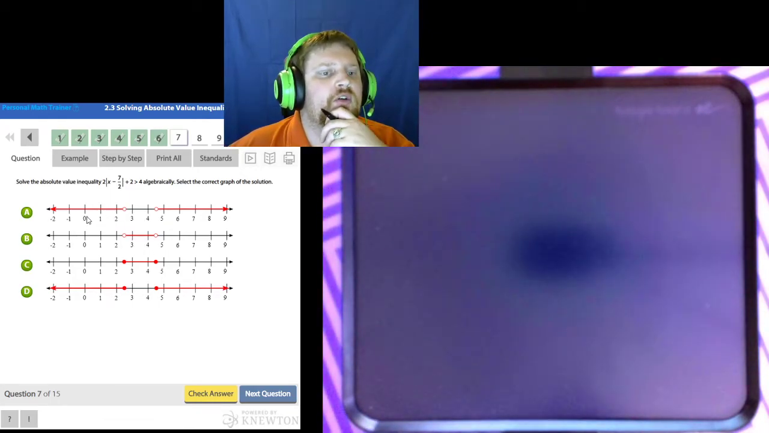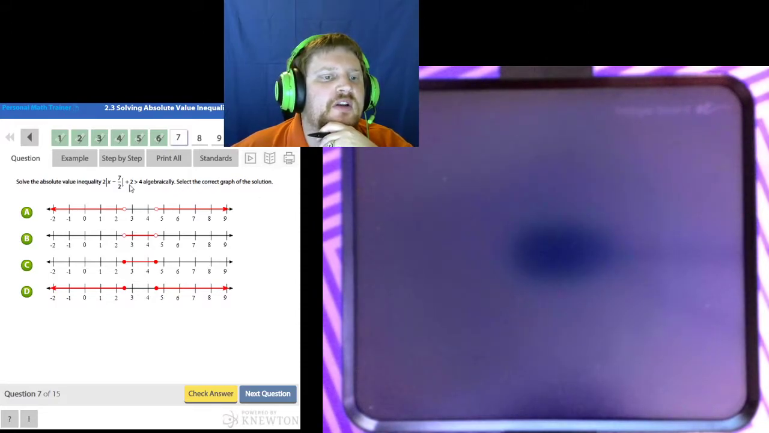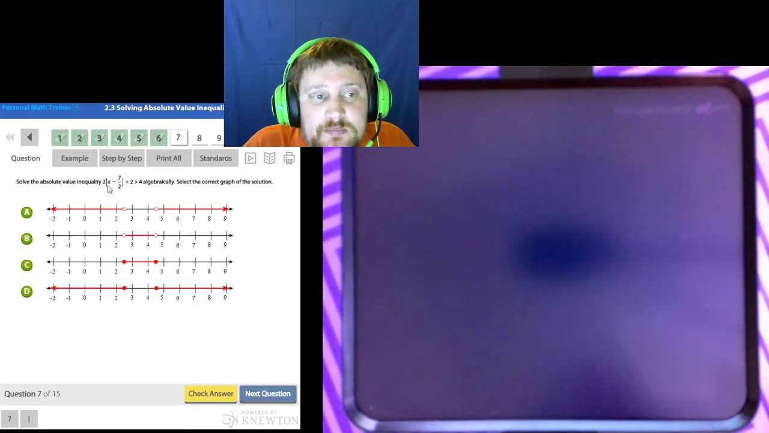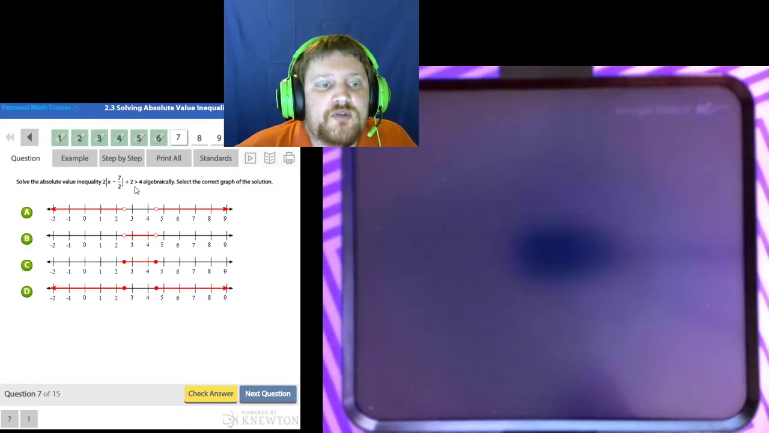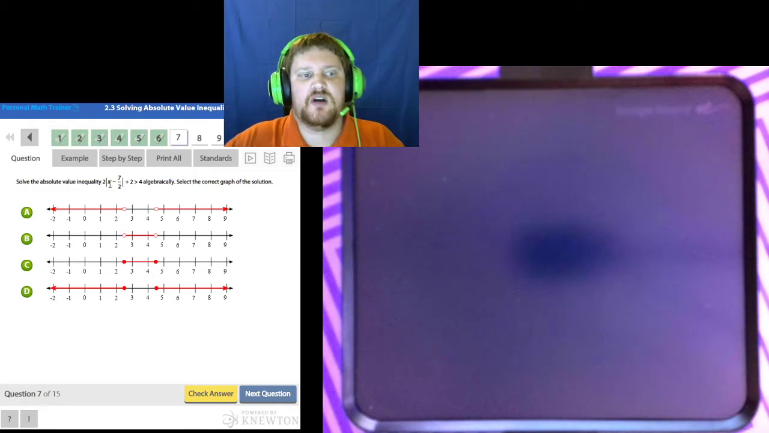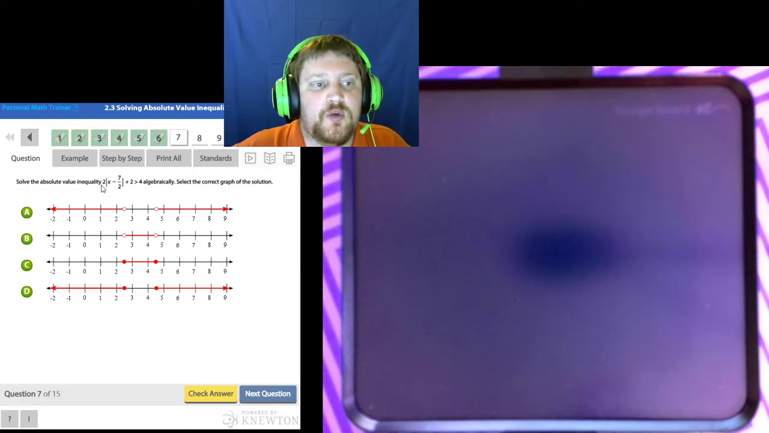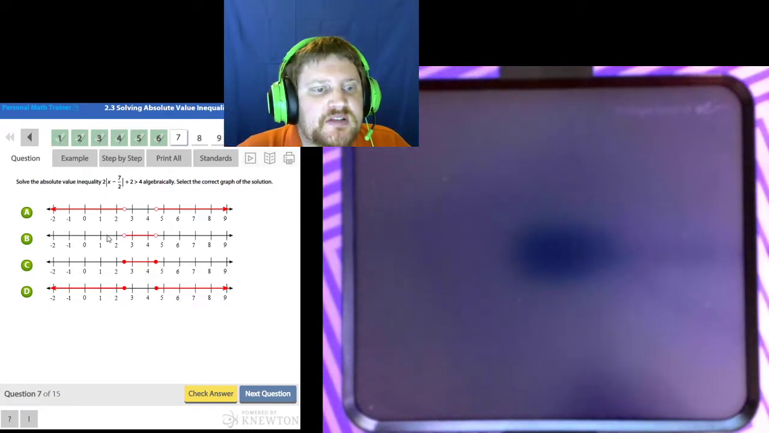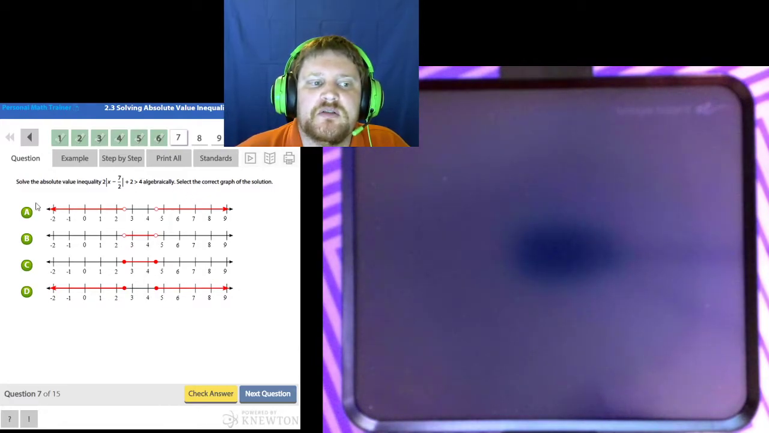Okay, so they want us to solve it algebraically, select the correct graph of the solution. So we see that this is a greater than, and the greater than is pointing at the x. So believe it or not, we don't actually even have to solve this equation. Here's why. Remember, if the greater sign is pointing at the x, that means we're looking towards the outside, unless this is negative out here, which it's not. So we're looking to the outside, and since we're looking to the outside, it has to be either A or D. But see how this isn't equal to, it's only greater than, that means that the circles aren't going to be filled.